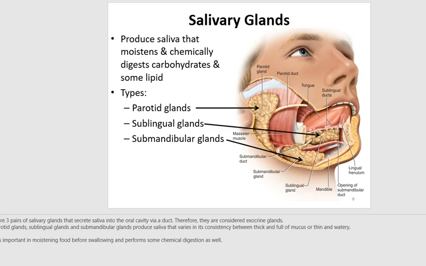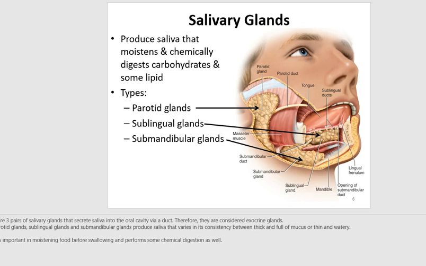And each one produces saliva that varies in its consistency. Sometimes it's thick, sometimes it's thin. When it's thick, it has more mucus, and when it's thin, it contains relatively more water than mucus. The reason that saliva is important is it moistens our food before we swallow it. That will reduce friction as it travels through the esophagus. But also saliva performs some chemical digestion as well.